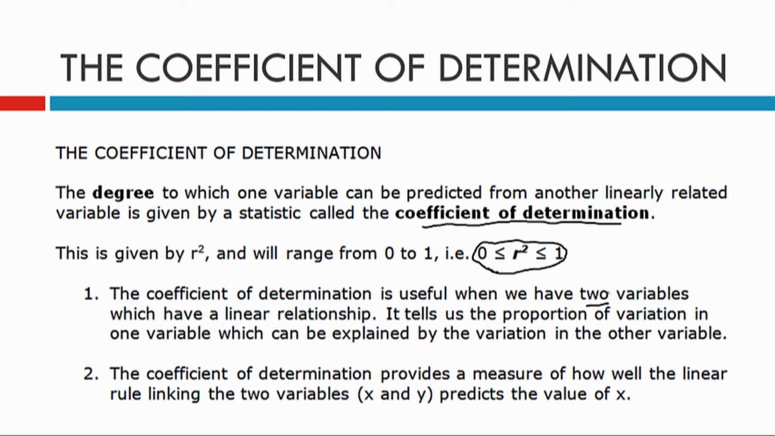It tells us the proportion of variation in one variable which can be explained by the variation in the other variable. And it also provides us a measure of how well the linear rule linking the two variables x and y predicts the value of x.